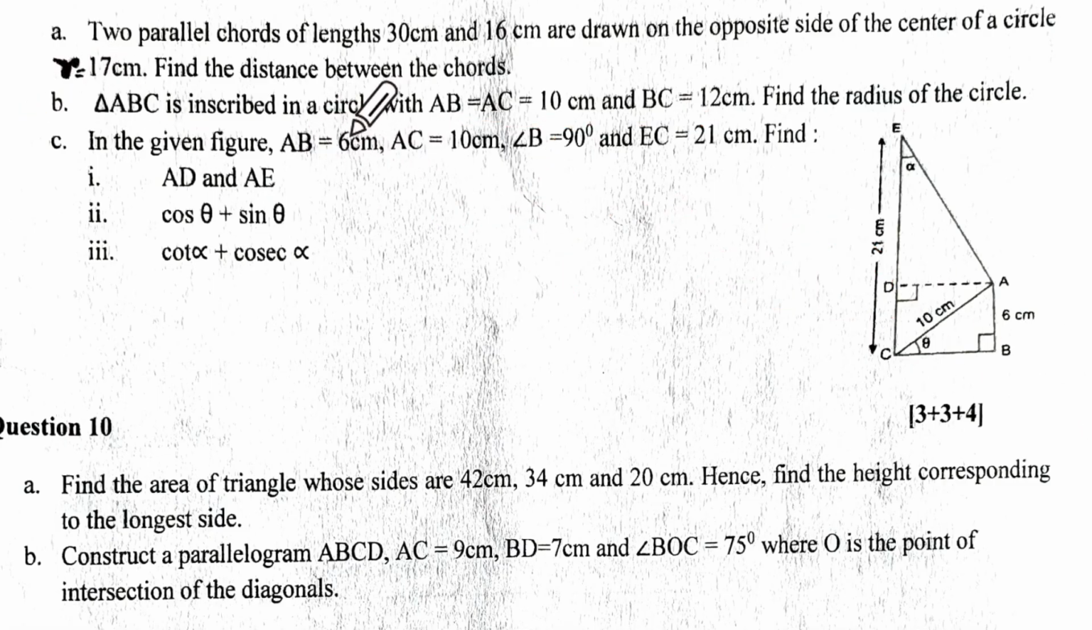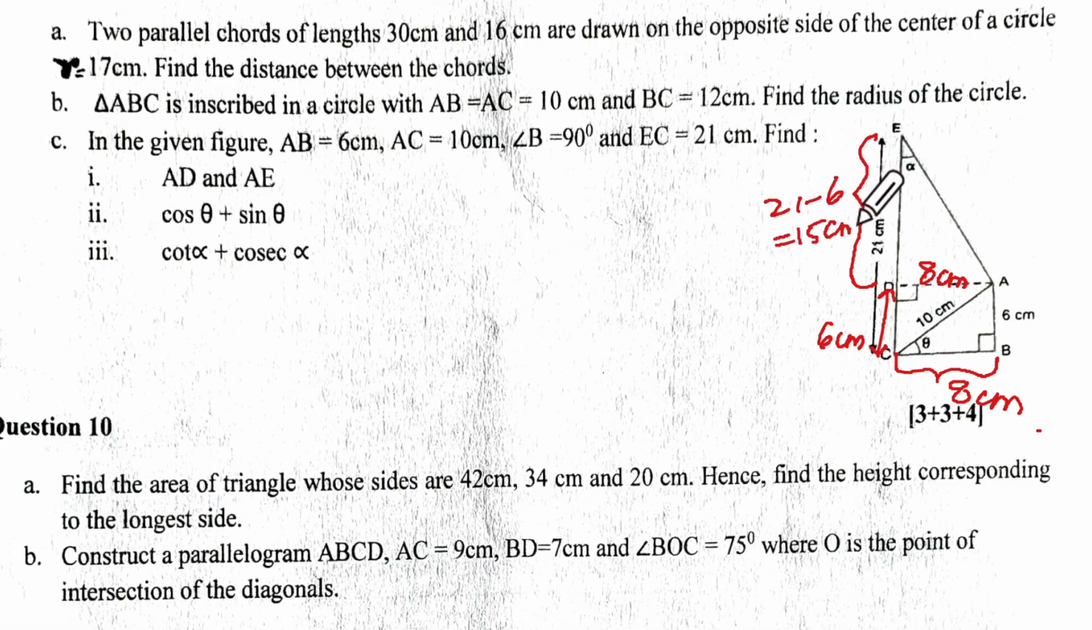As I told you, I am discussing. AB is 6, AC is 10. So you can find out this using Pythagoras theorem. This will be 8 centimeters. This also will be 8 centimeters. From here to here is how much? 6 centimeters. So how much is this? 21 minus 6, that is 15 centimeters. This is 15, and so this will be 17 centimeters using Pythagoras theorem.